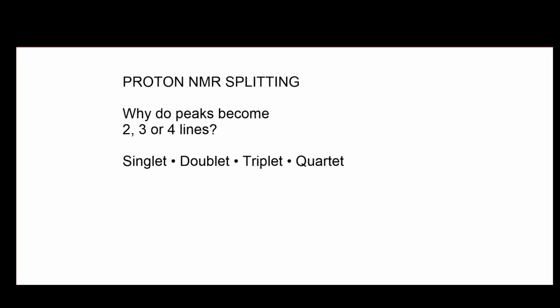In Proton NMR, a signal does not always appear as one simple peak. Sometimes it splits into 2, 3, or 4 lines. Today, we will learn why this happens using the n+1 rule.